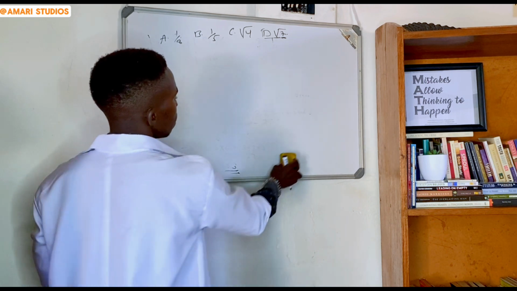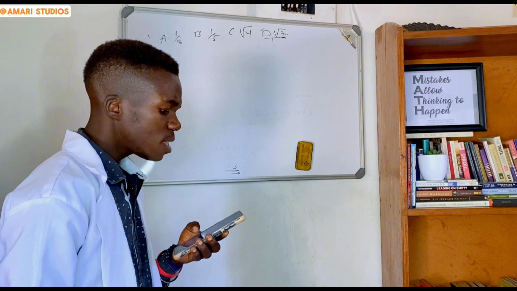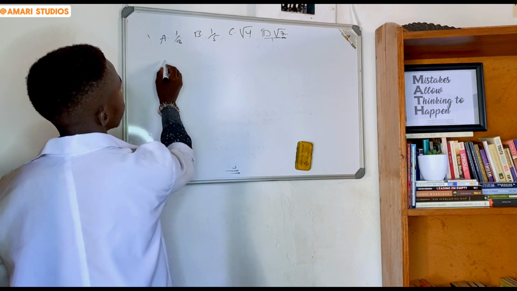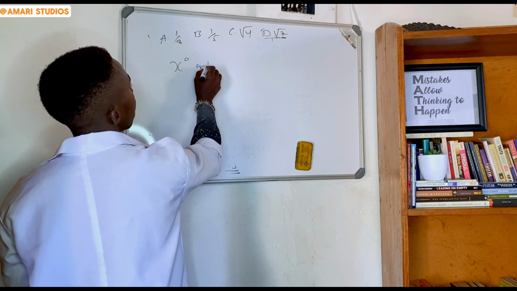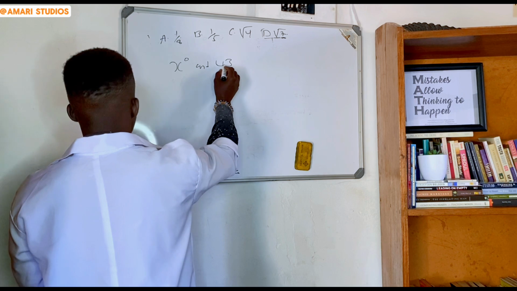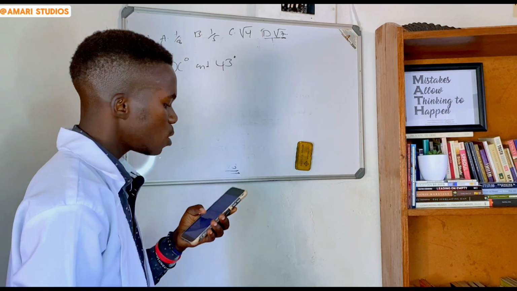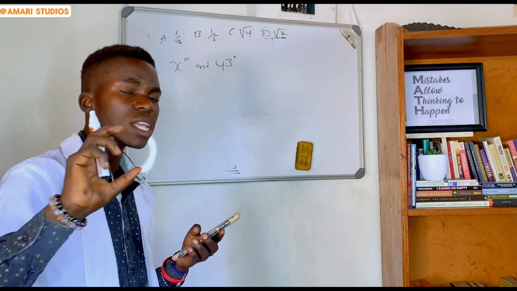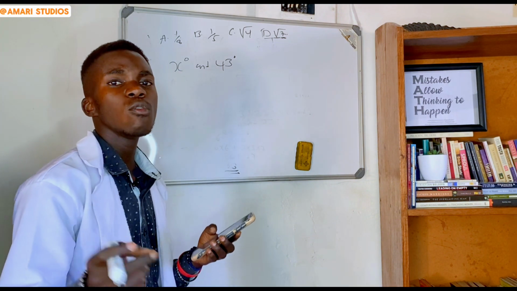Alright, so question 7 is saying, given that x degrees and 43 degrees are complementary angles, take note of that word, complementary angles. Find the value of x.